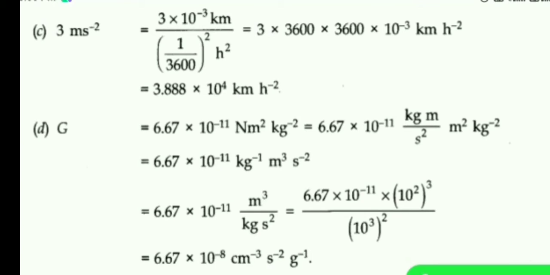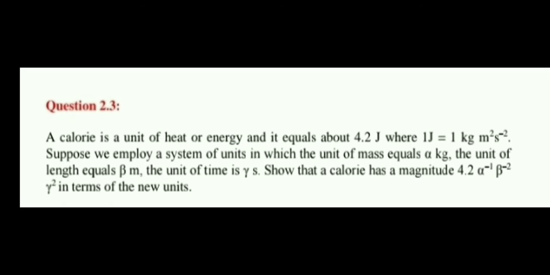Now the final result will be 6.67 into 10 to the power minus 8 centimeter cube. There is a printing error. This is not centimeter to the power minus 3, this is centimeter to the power plus 3. Please correct it. So this will be 6.67 into 10 to the power minus 8 centimeter cube per second square per gram.